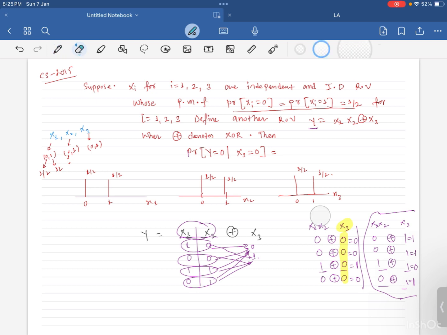Now with this condition, what is the probability that y is equal to 0? So y is equal to 0 in 1, 2, 3 out of 4. So the probability that y is equal to 0 given x3 is equal to 0 is 3 divided by 4. So this is the answer for this question.